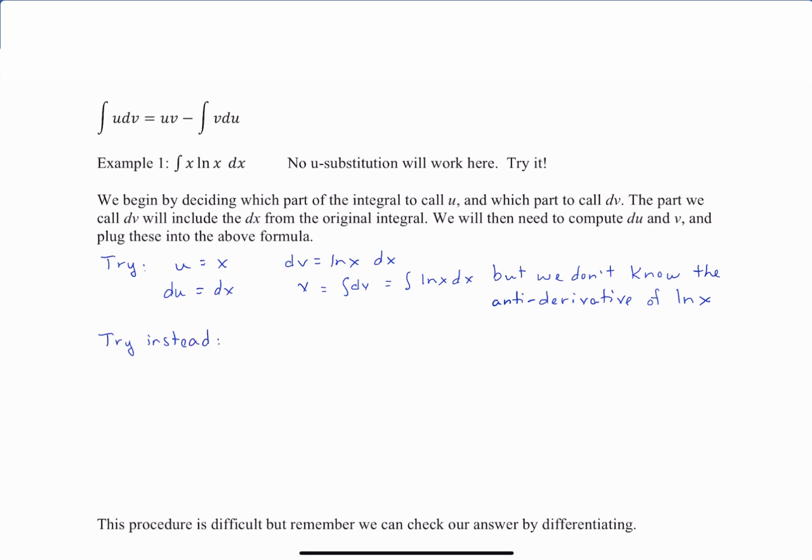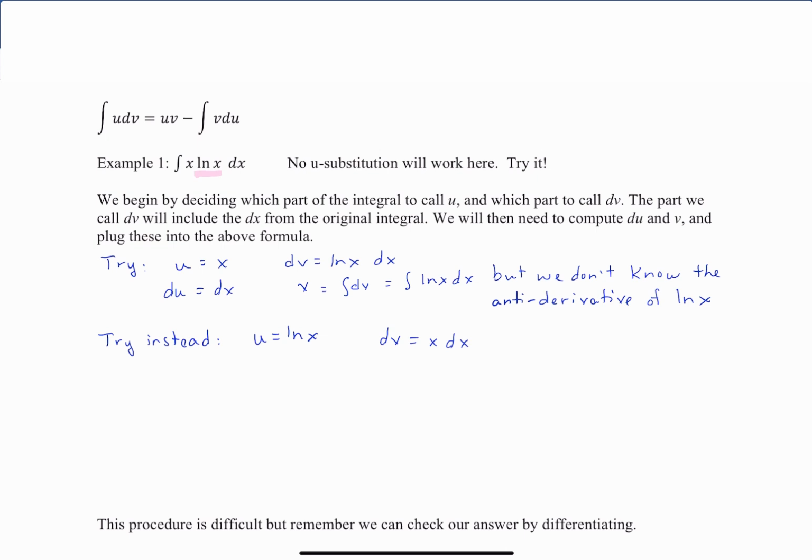Well, if u isn't going to be x, then the only other thing in the integral is the ln of x. So u would have to be that. Once you've decided what u is, dv has to be everything else. So in this case, dv would be x dx. Remember, the dv always includes the dx. Let's see if we can make progress now.